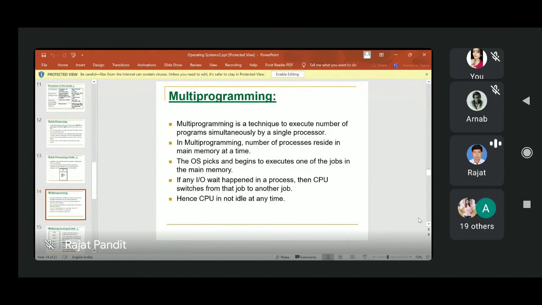So multiprogramming is a technique to execute a number of programs simultaneously by a single processor. I have already said that multiple programs are executed simultaneously. In multiprogramming, a number of processes reside in main memory at a time. The OS picks and begins to execute one of the jobs in memory. If an I/O wait happens in a process, then the CPU switches from that job to another job. Hence, the CPU is not idle at any time. So CPU utilization is maximum, and throughput is obviously maximum.